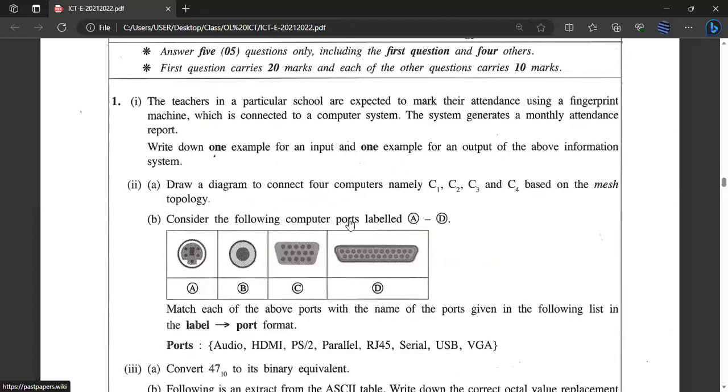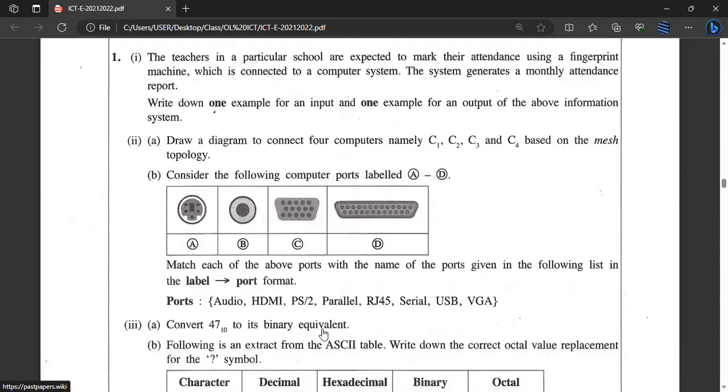Consider the following computer ports labeled A to D. Match each of the above ports with the name of the ports given in the following list, in the label, this arrow mark port format. So this is the format you need to use to answer the question. So you have the ports. So let us see. A is PS2, B is audio, C is VGA, D is parallel.